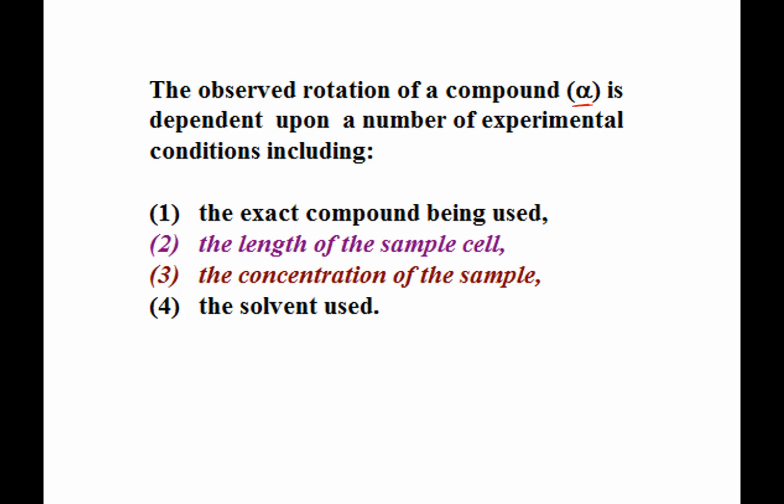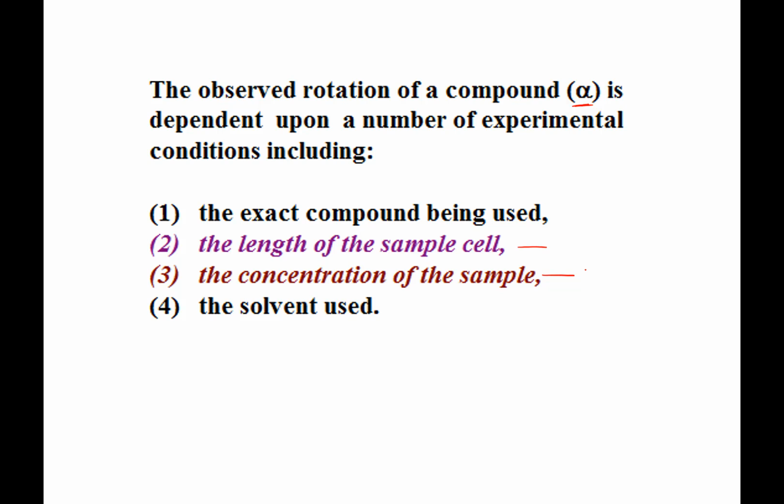The solvent isn't as much of a deal. It's just listed there. Usually we have to list the solvent we use to make the measurement, but it really won't matter. So the two important things that we have to factor into this are the length of the sample cell and the concentration. Because what I'd like to do is to create a physical property called specific rotation that is unique to each chiral molecule.